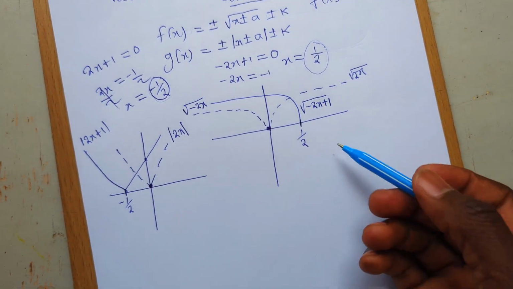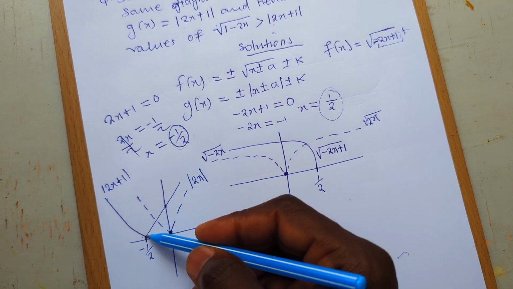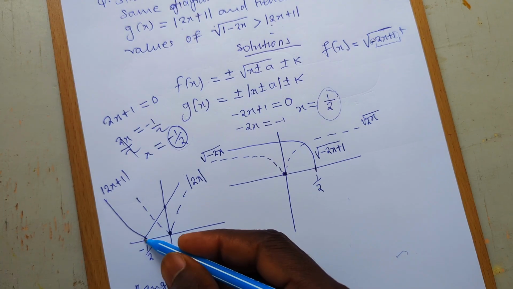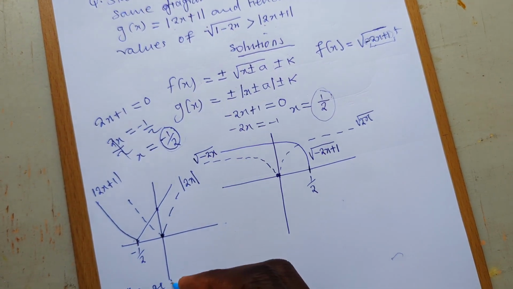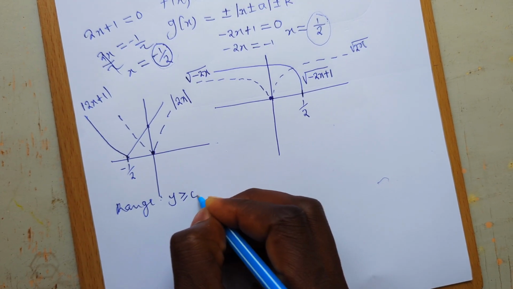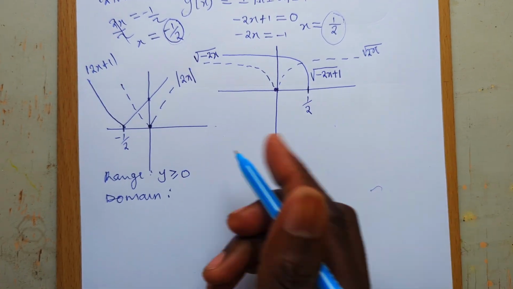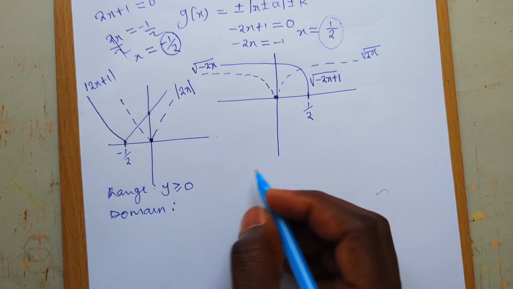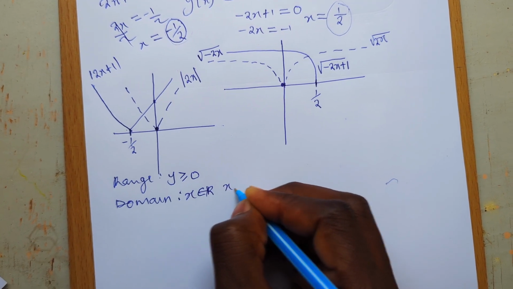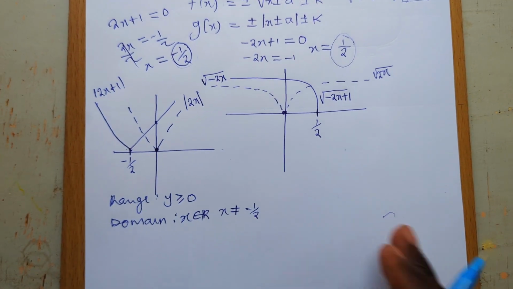For the domain and the range, you look at where these same graphs are starting from and where they are ending. Here in the y-axis, that's where we have the range. So the range in this case will be, of course, we are starting from 0 going to the positive side of y, meaning that y has to be greater than or equal to 0. For the domain, all the values of x will be members of the real numbers except this number which is here. x is a member of all real values where x is not equal to -1/2. That's the range and the domain for that one.